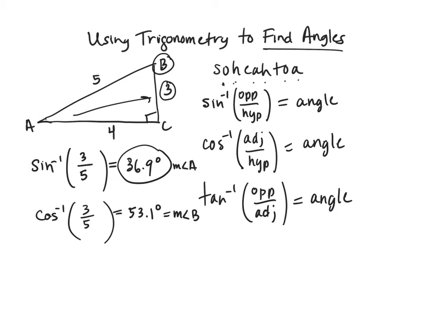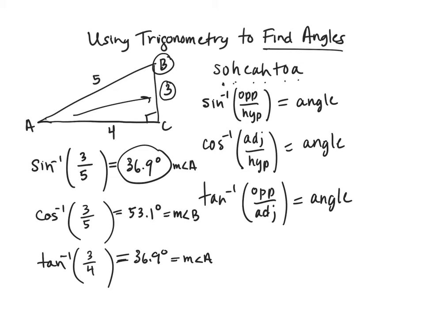Let's say I want to find angle A again, but this time let's use tangent. So if I'm looking for angle A again and I want to use tangent, I'm looking for an angle, I use the inverse function. Tangent is opposite over adjacent, which is 3/4. And the inverse tangent of 3/4 is 36.9 again. And again, that is the measure of angle A.